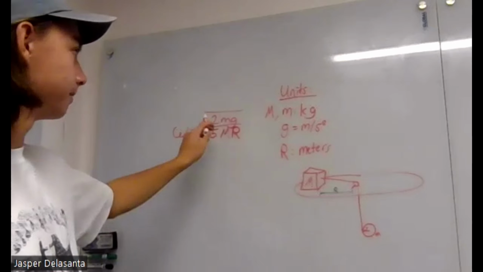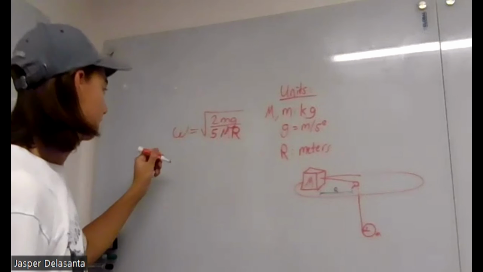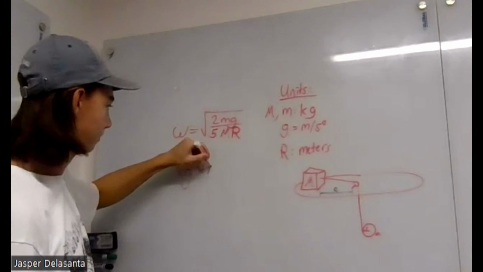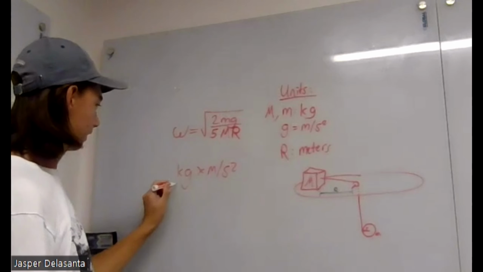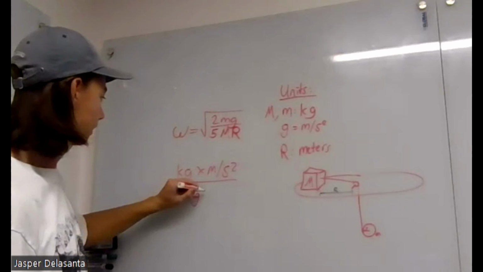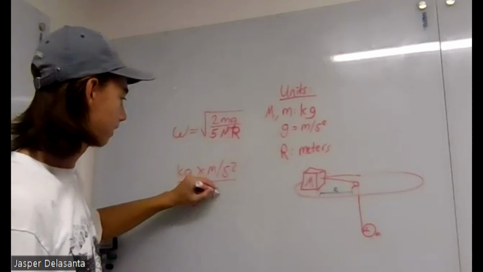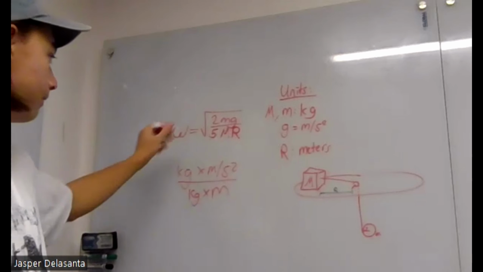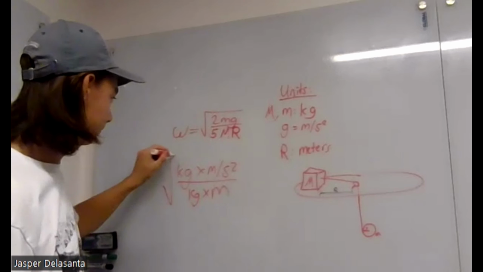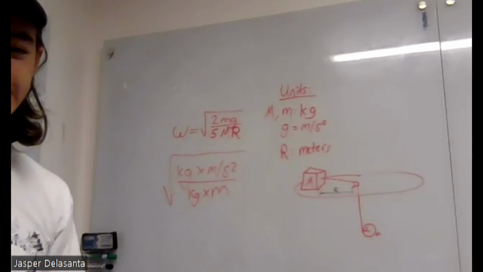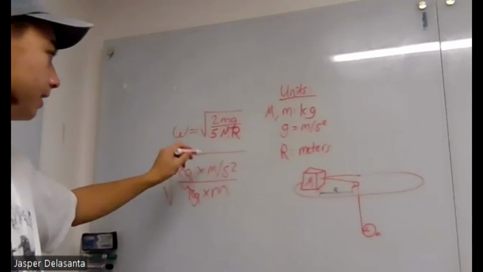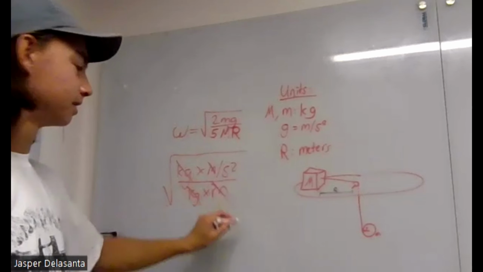Now with these units, we can combine them all in the function to see if they match. So we'll take our kilograms times our meters per second squared, and we'll put that over our kilograms times meters. Now that we've put this together, we'll ignore the 2/5 because it's a constant. Take the root of all that. Now we can start canceling units. So the first thing we'll do is cancel our kilograms. There's one on top, one on bottom. Next, we'll cancel our meters.